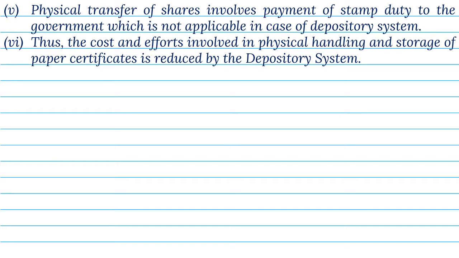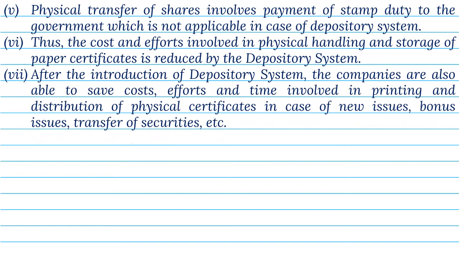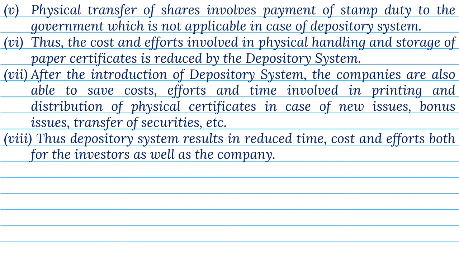5. Physical transfer of shares involves payment of stamp duty to the government, which is not applicable in case of depository system. 6. Thus, the cost and efforts involved in physical handling and storage of paper certificates is reduced by the depository system. 7. After the introduction of depository system, the companies are also able to save costs, efforts, and time involved in printing and distribution of physical certificates in case of new issues, bonus issues, transfer of securities, etc. 8. Thus, depository system results in reduced time, cost, and efforts, both for the investors as well as the company.